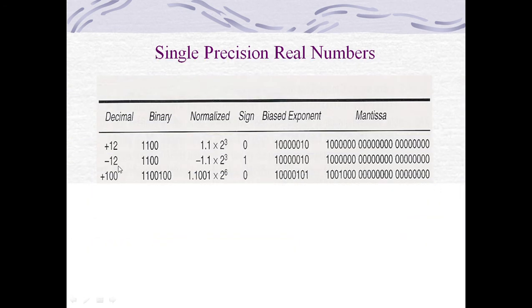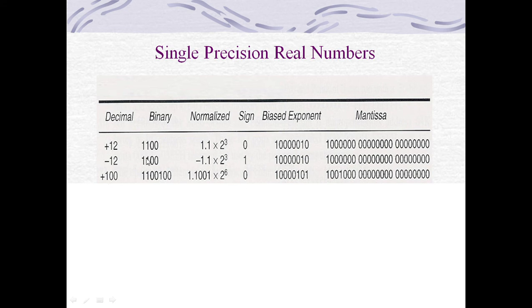Here we have plus 100. This 100 is converted to a binary value just by dividing it by 2, so we will get this 7-bit value, 1100100. This 7-bit value is the binary representation of the decimal value 100. After normalizing it, we move the decimal point 6 positions to the left, so we would get 1.1001 times 2 raised to power 6. This is the normalized representation of this decimal value.